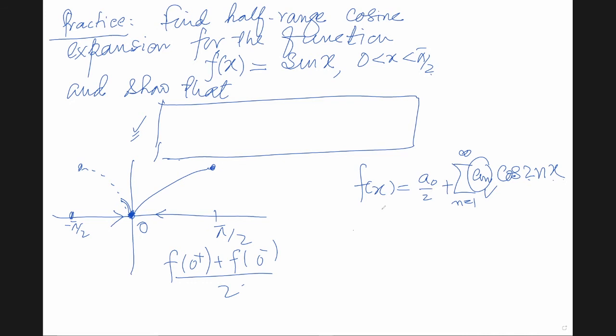So this side will be equal to 0. What you will get is minus a0 by 2 equal to summation n equal to 1 to infinity of an, because cosine will become 1. So find this and show what you get. This is an interesting exercise. Do it, please. I'm removing this and we will go to the next topic, that is Fourier integral.